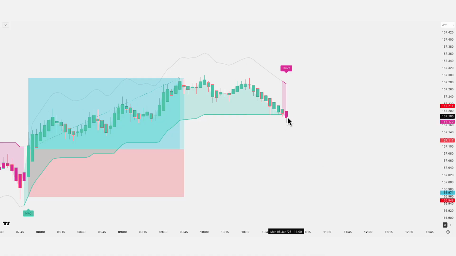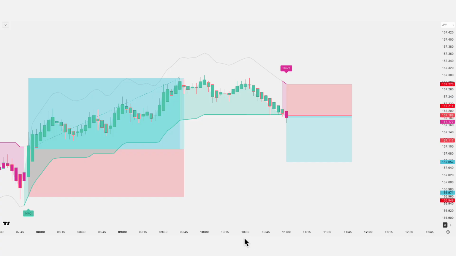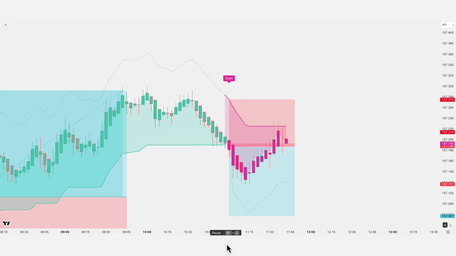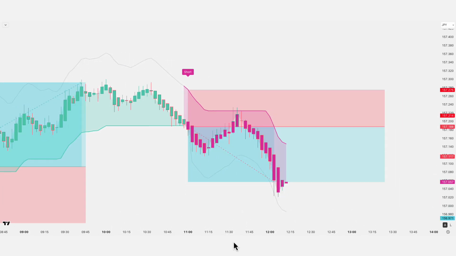The reason is very simple. These trails work like dynamic support and resistance levels. If the market properly breaks those lines, the trend may become weak. That's why placing the stop loss there is a smart decision.